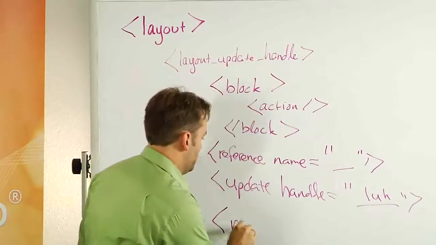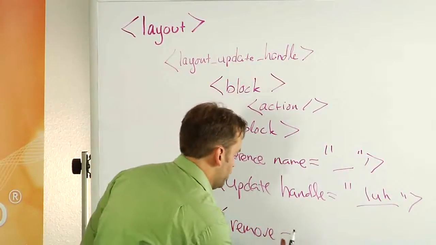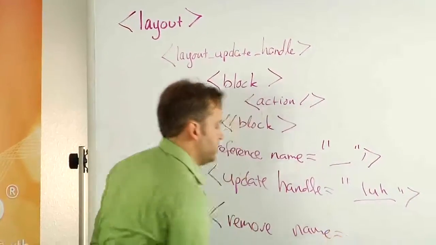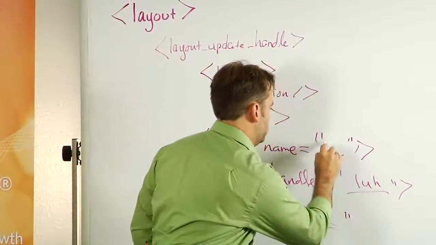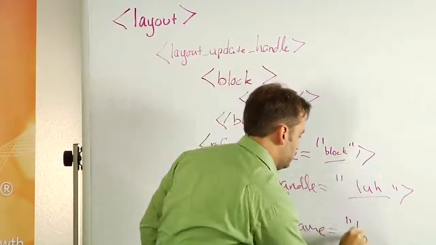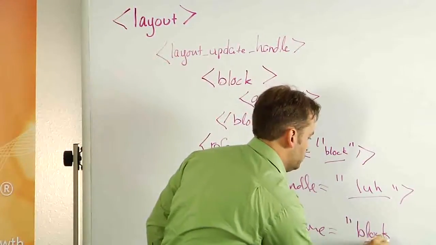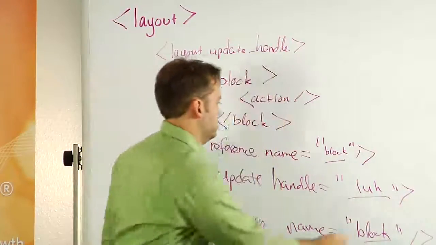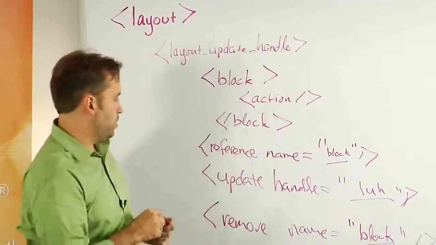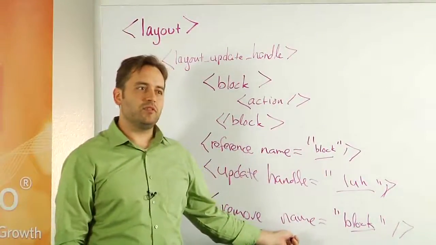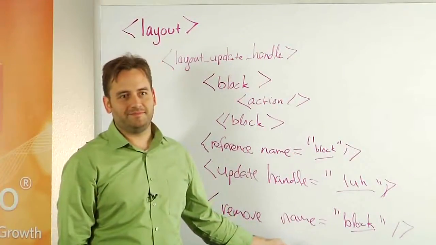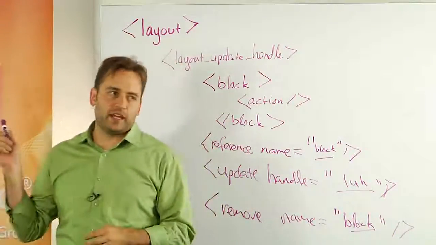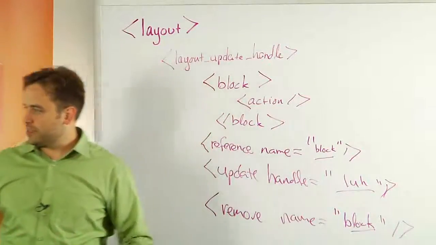And remove takes one attribute, and that is the name of some block in the system. Once a block has been removed, it is not unremoved. Because the record of that is kept in the layout object, but it just sets an ignore flag.